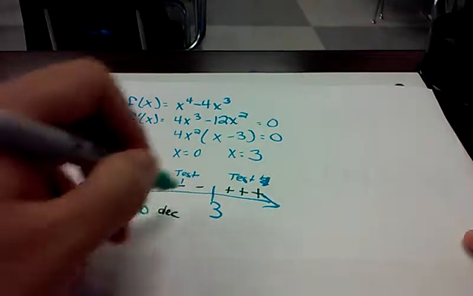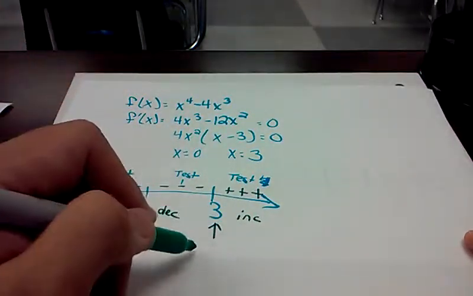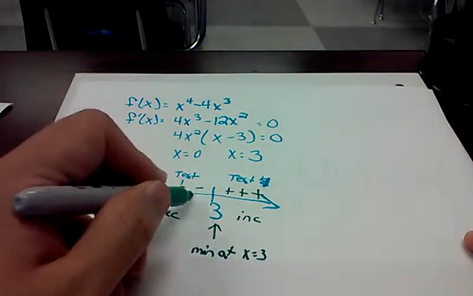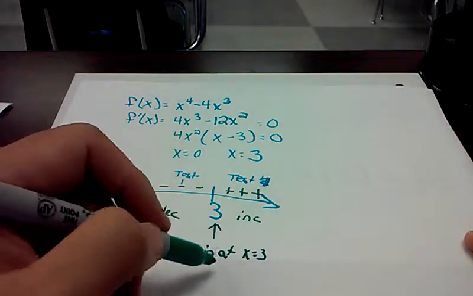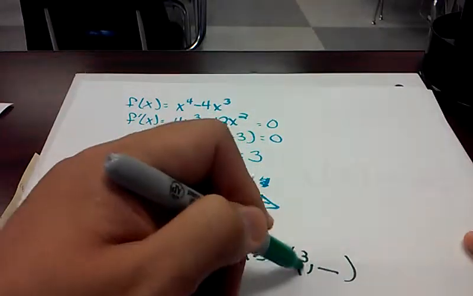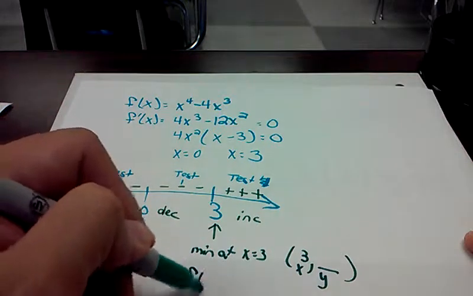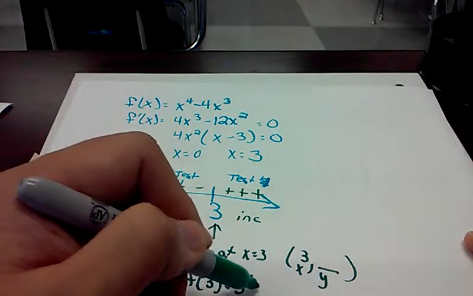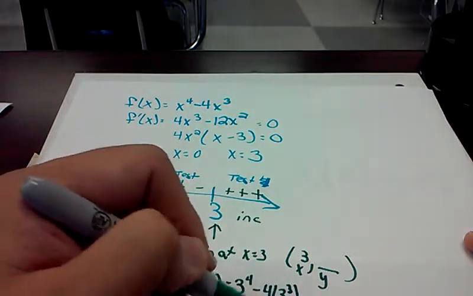It's still decreasing, and then it increases. There is a min at x is equal to 3, right? Because it's decreasing and increasing. The derivative changes signs. Now, to find the point, because it's x is equal to 3, how would I find my y value? I would take this value of 3, and I would plug it into the original function. So I'd have 3 to the fourth minus 4 times 3 cubed, and that's going to give me -27.